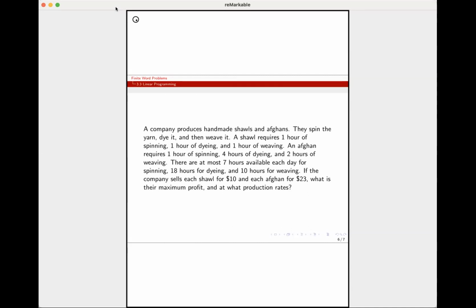Okay, so we've got a company producing handmade shawls and afghans. They do 3 things to prepare the shawls and afghans. They spin the yarn, dye it, and then they weave it. A shawl requires 1 hour of spinning, 1 hour of dyeing, and 1 hour of weaving. An afghan requires 1 hour of spinning, 4 hours of dyeing, and 2 hours of weaving. And here they're giving us some constraints. So there are at most 7 hours available each day for spinning, 18 for dyeing, and 10 hours for weaving.